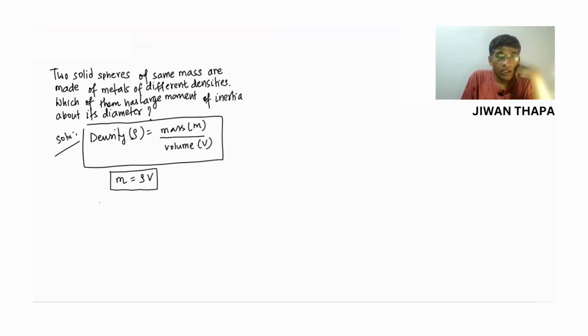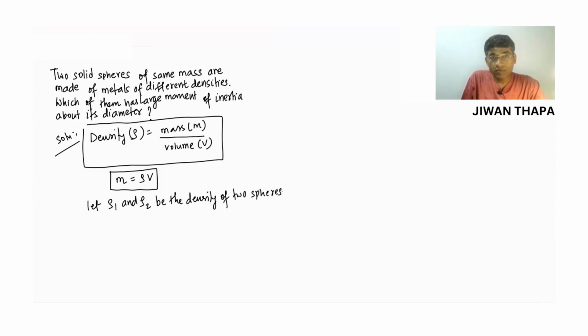Now, let rho 1 and rho 2 be the density of two spheres, and we have different densities. So let us assume rho 1 greater than rho 2. So we have this. Clear? Now what we get?